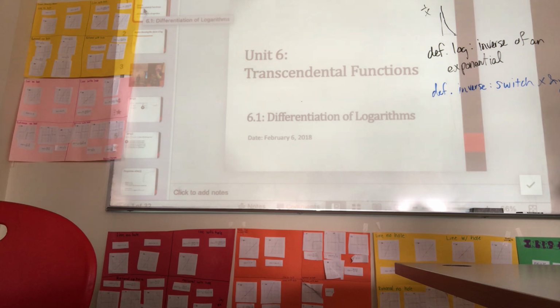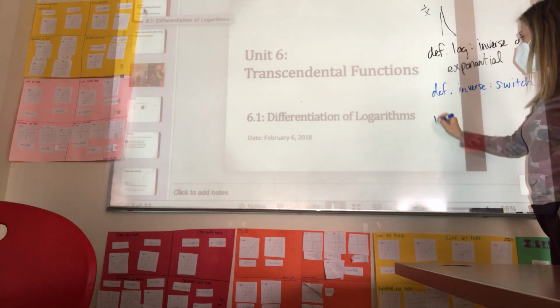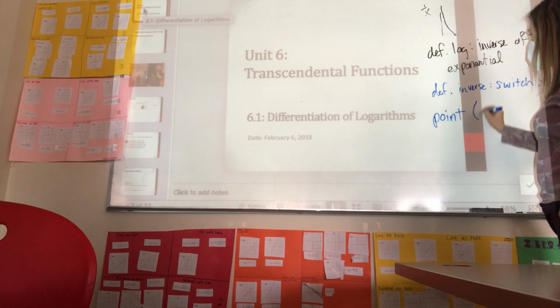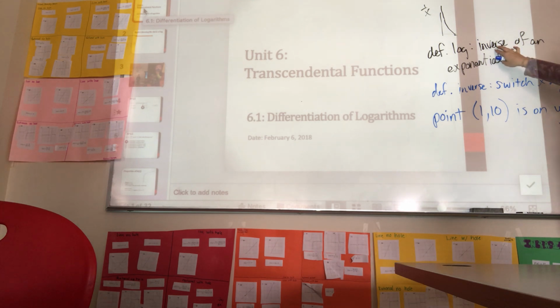So for instance, the point 1 comma 10 is on y equals 10 to the x. I'm going to give an example. So y equals 10 to the x. This is an exponential. So we know what inverse means now: switch x and y.